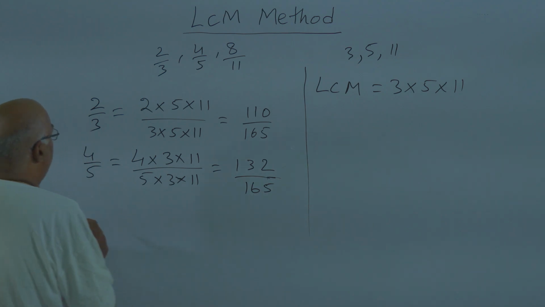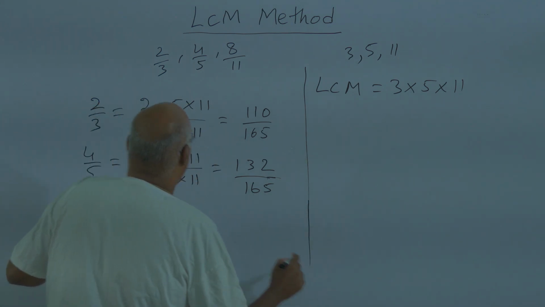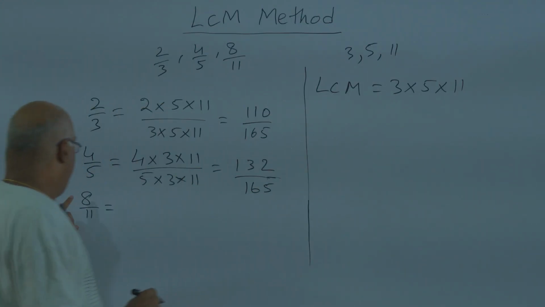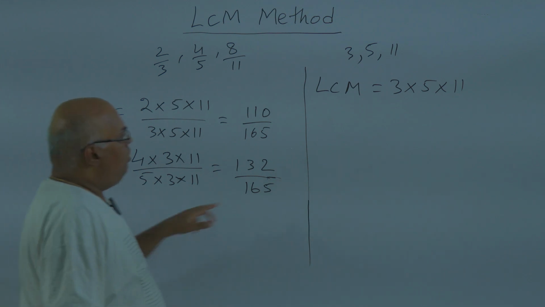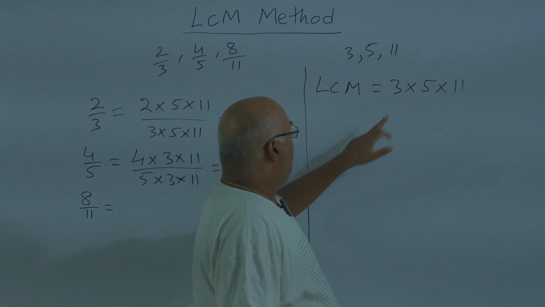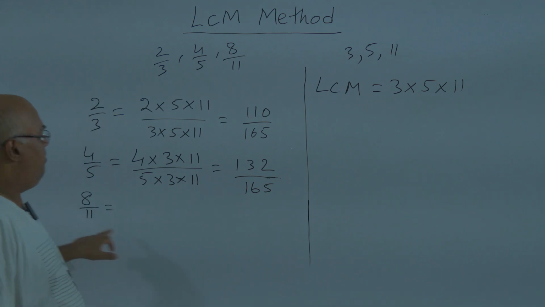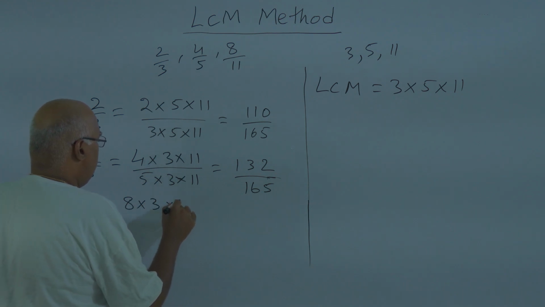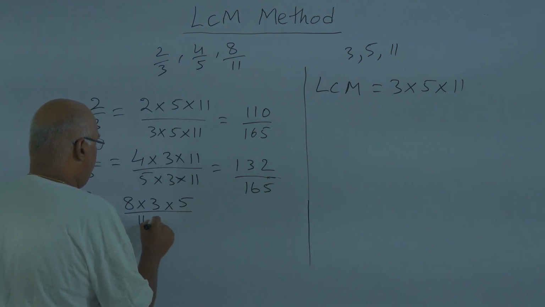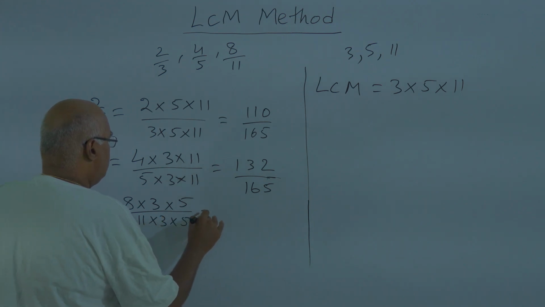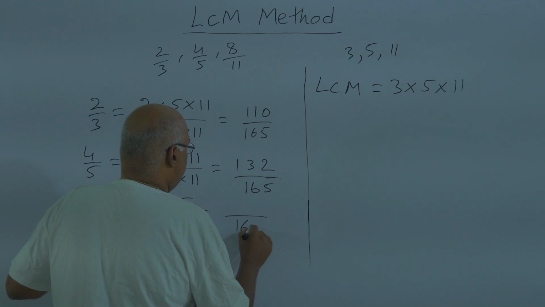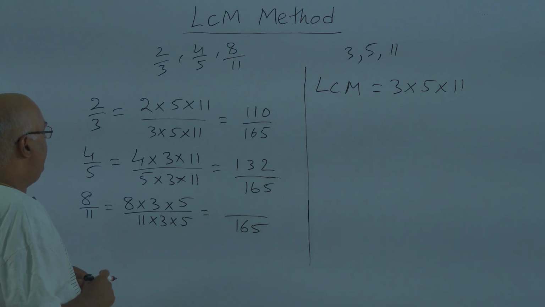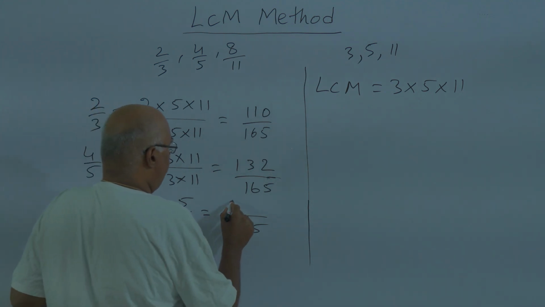In the same way, I will take the third fraction, 8 by 11. In the denominator you have 11, so you neglect this 11 and multiply the numerator and denominator of 8 by 11 with 3 and 5. So this is equal to 8 into 3 into 5 by 11 into 3 into 5. The denominator is 165, and the numerator: 5 3s are 15, 15 8s are 120.